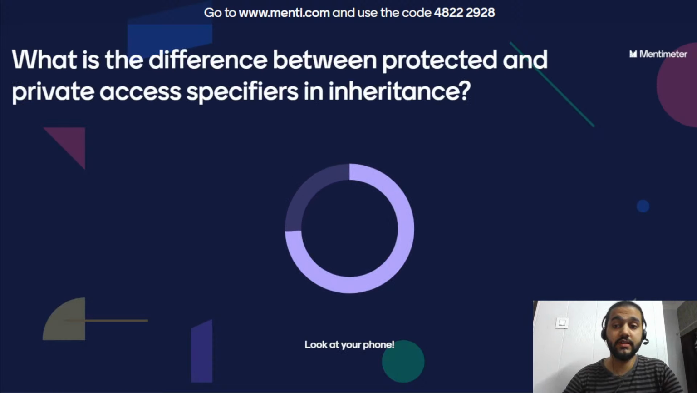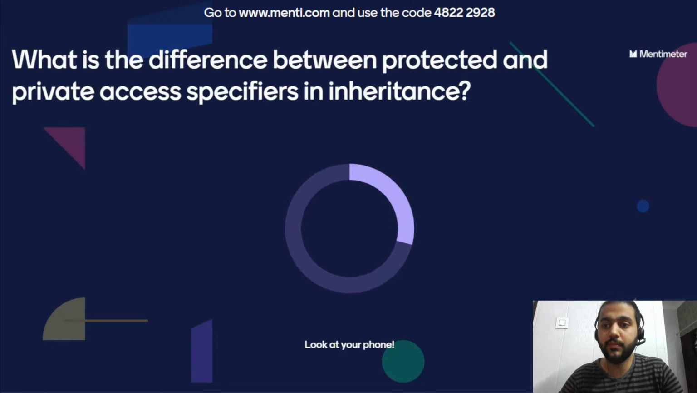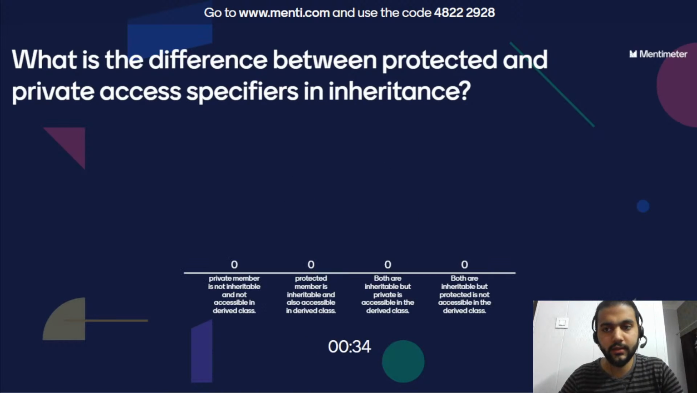So 21st question is, what is the difference between protected and private access specifier in inheritance? Option A, private member is not inheritable and not accessible in derived class. B, protected member is inheritable and also accessible in derived class. Option C, both are inheritable but private and accessible in the derived class. D, both are inheritable but protected is not accessible in the derived class. Again, a lengthy question. Let's see how many people will give the correct option.